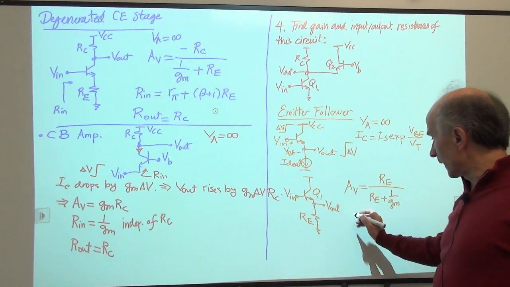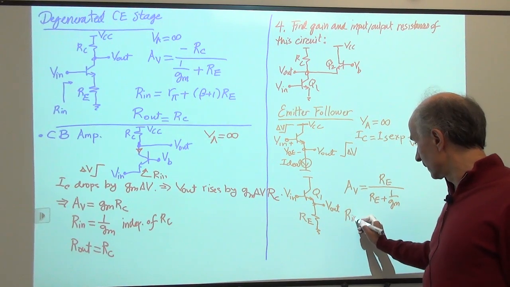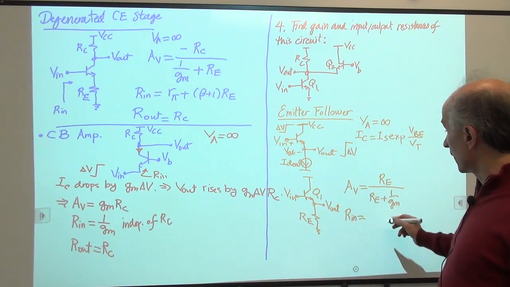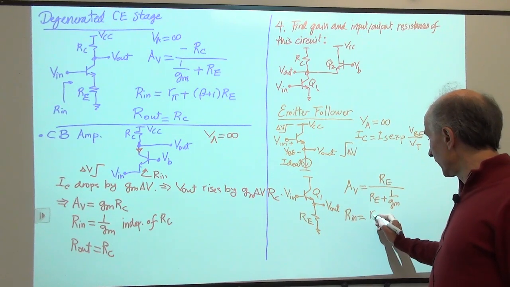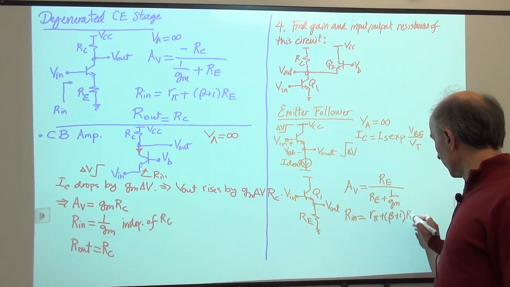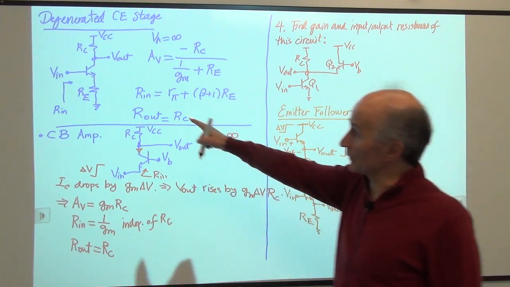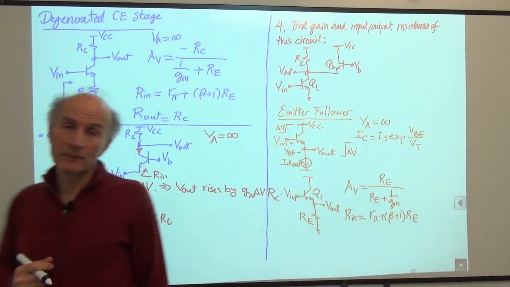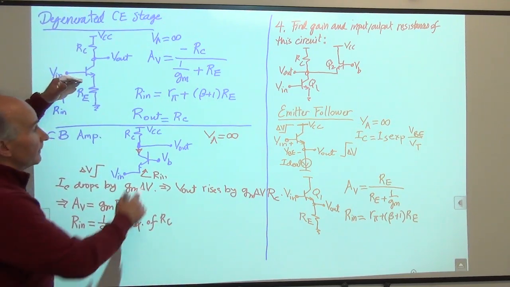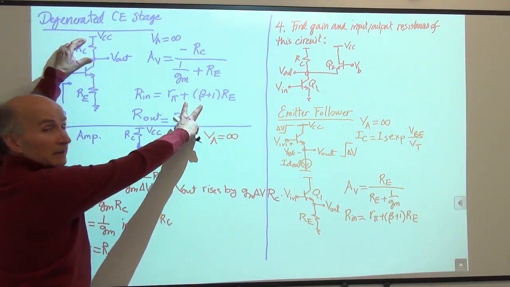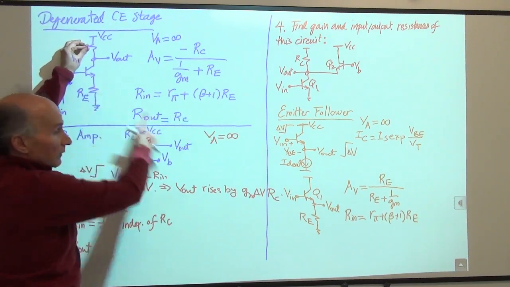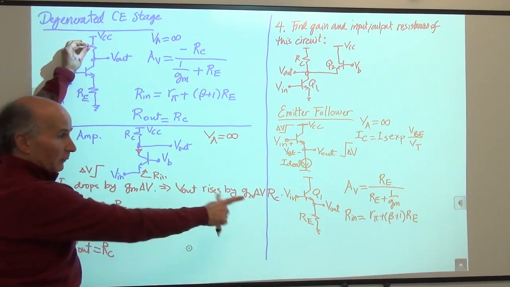Okay? How about the input resistance? The input resistance of the emitter follower, if we have an RE here, is equal to r pi plus beta plus 1 times RE, which is the same as that circuit. So it should be, right? Because the input resistance here is independent of RC, right? So if RC goes to 0, this circuit reduces to that circuit. And that's why the input resistances are the same.